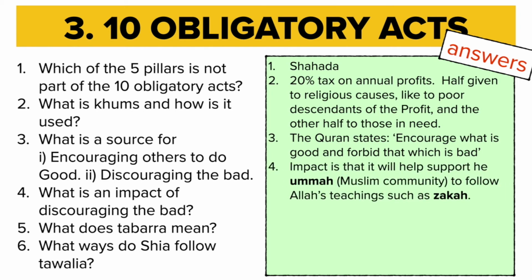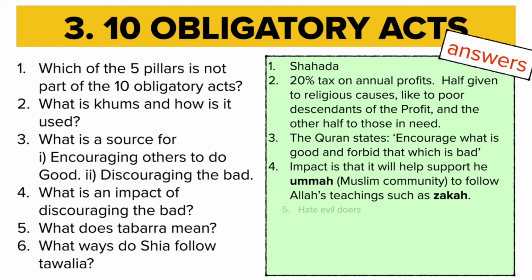Question 4. Well, a good impact here would be linking to this keyword, the ummah, which is the Muslim community. So if you're discouraging people from doing bad things, so doing things which are haram, to use another keyword, then this is going to help the community. And you could give an example of what it might encourage them to do. It might encourage them to do something good, for example, zakah.